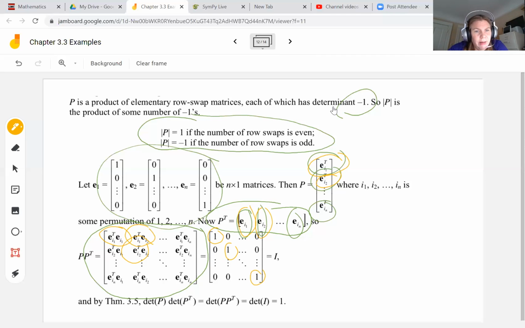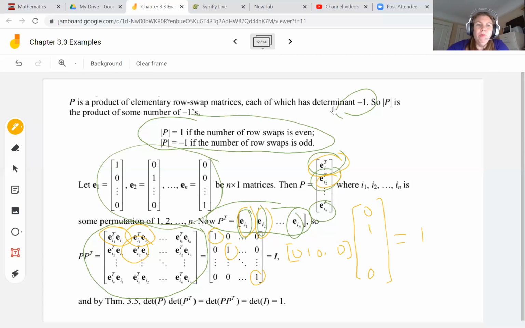You can see these are e_i2 transpose and e_i2. So if you think about e_2, this is like 1, 0, ..., 0. And then if you're multiplying by the transpose, that's 0, 1, 0, dot, dot, dot, 0, like this. So this is going to give you a 1.